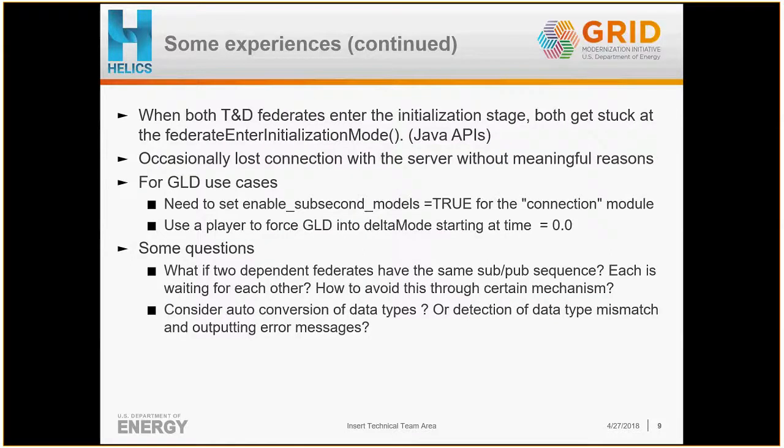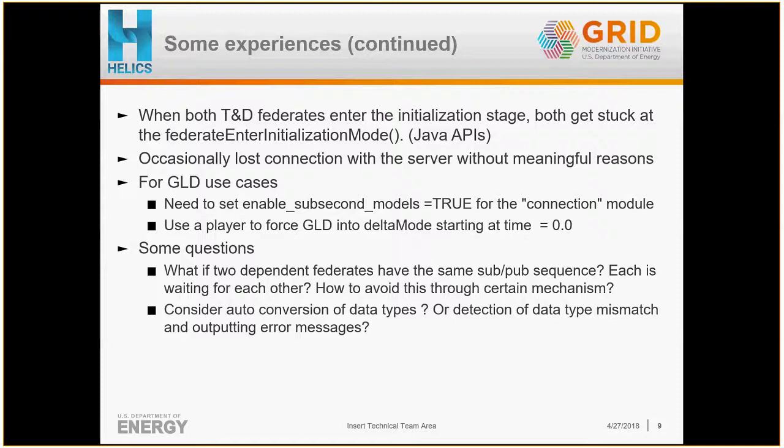And here's some more experience. I observed that in some cases, when both the T and D federates enter the initialization stage, both get stuck at the federate enter initialization mode call. I'm not sure whether this is particular to the Java API or a common problem for other API languages.